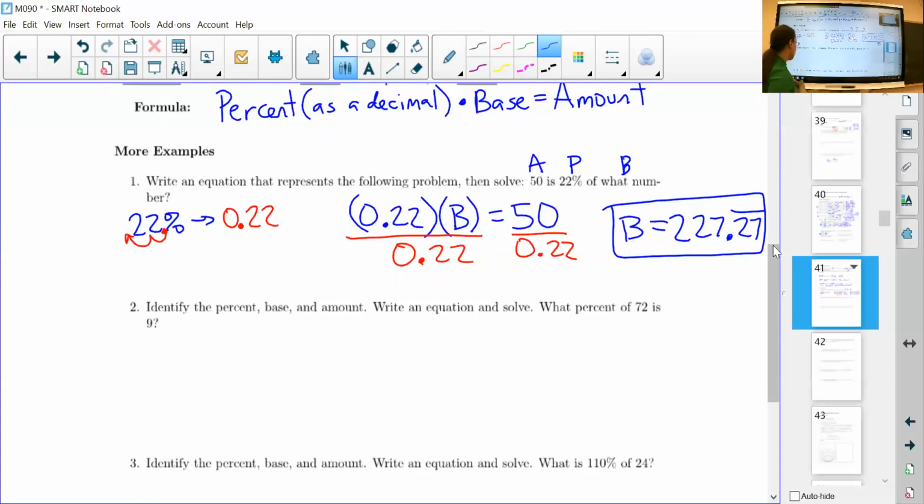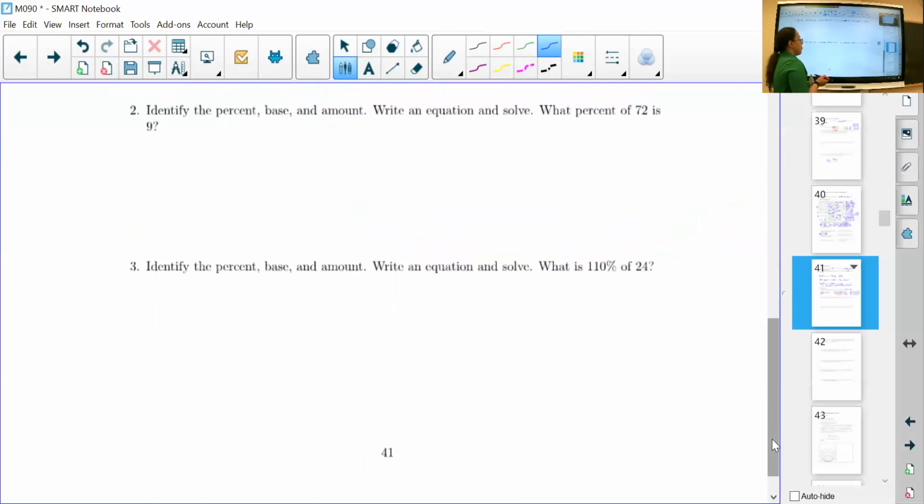Number 3 is similar. We have 110% of 24. So remember, 110%, that's over 100%. That's okay. I can still write that as a decimal. It's just a decimal that's a little bigger than 1. We can handle that.